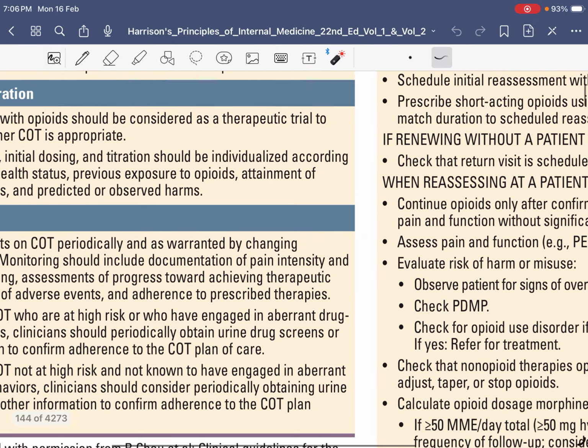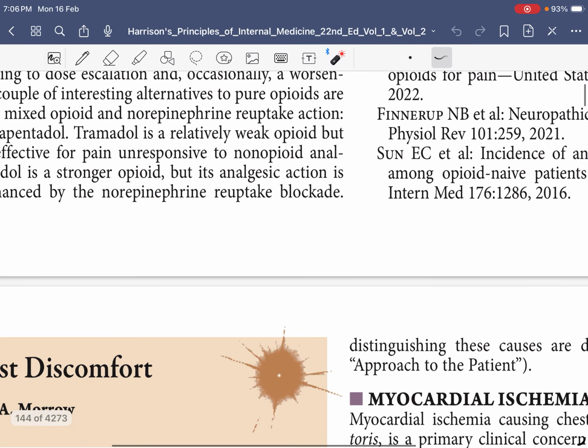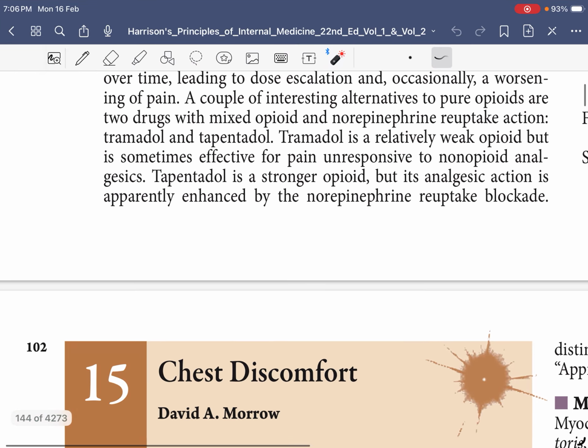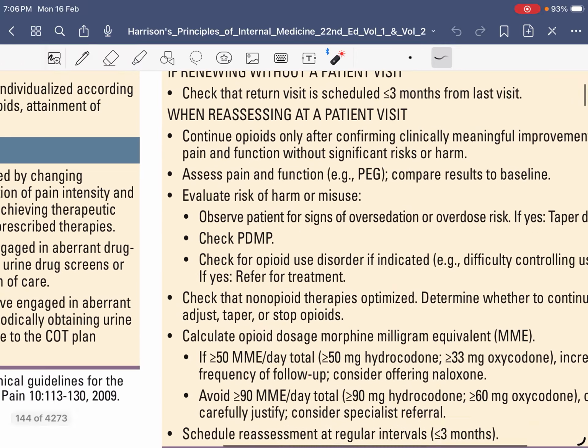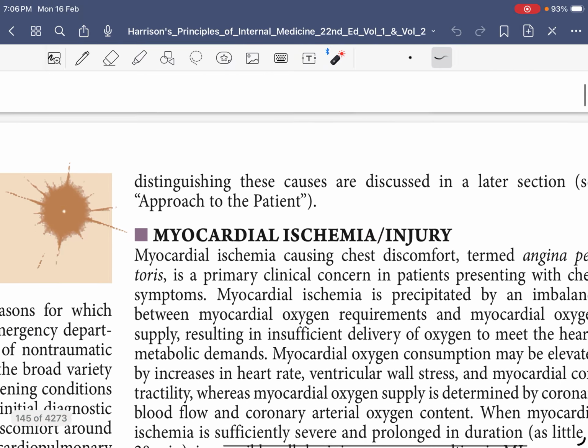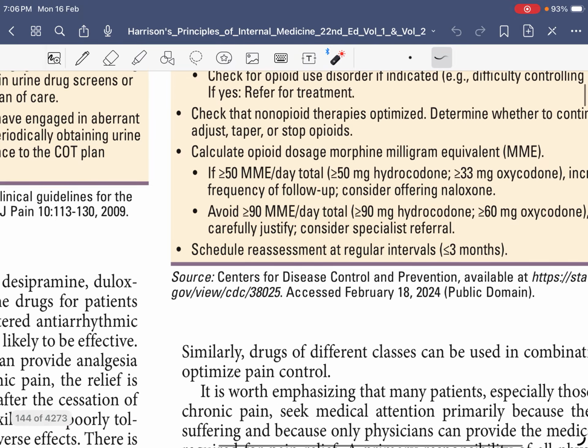अरे ये क्या हो रहा है? Reuptake in chest discomfort. उसके बाद, अच्छा, ये आज पूरा ख़त्म हो जाएगा, ये चैप्टर तो ख़त्म कर देते हैं.